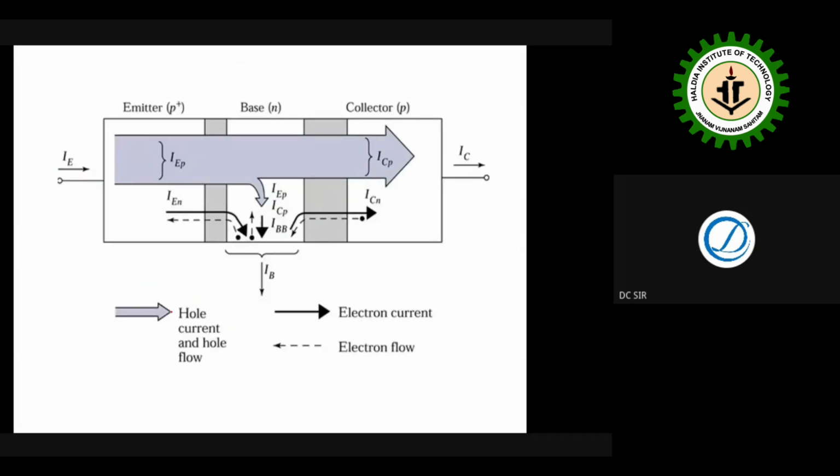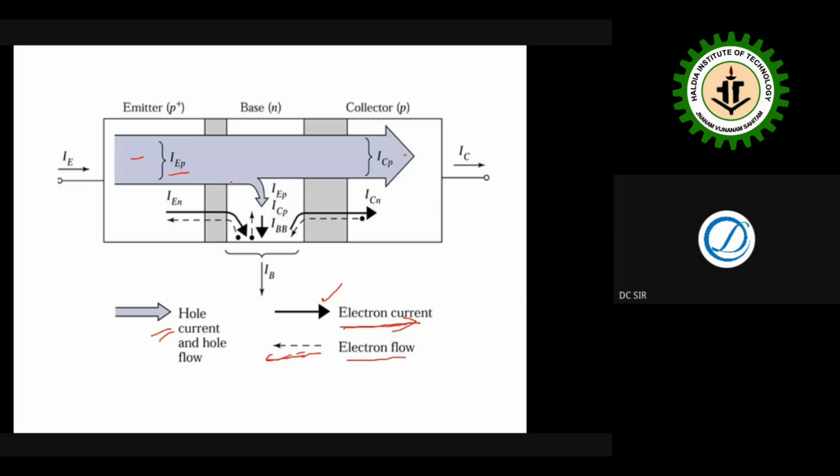Okay, so here is the current flow. The electron current is generated along this line, and the electron flow is along this line. The electron current goes this way, so the electron current should be opposite, whereas the hole current and the hole flow are in the same direction. In this case, the hole flows from this side to this side, that means from the emitter side to the collector side, where in the emitter, the current due to the hole is denoted by IEP.